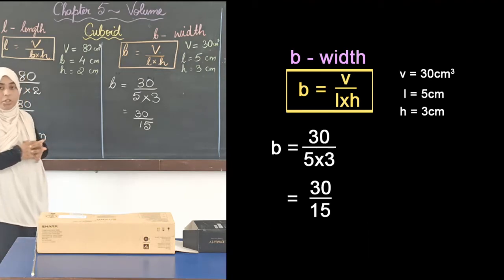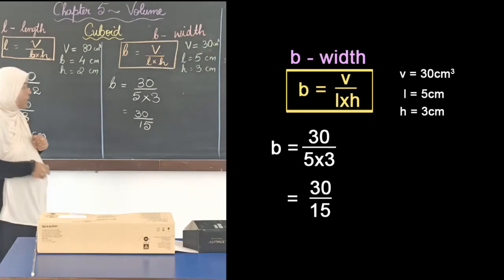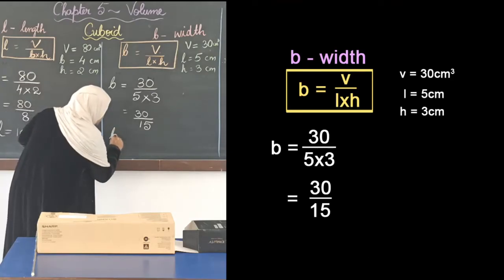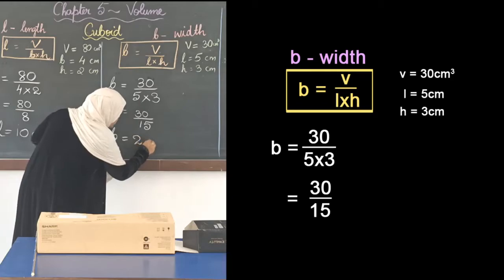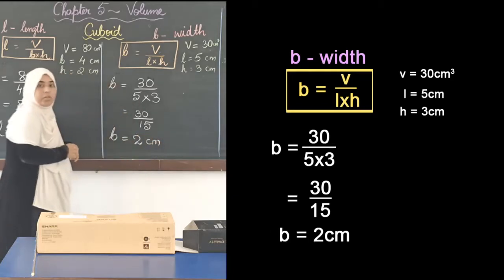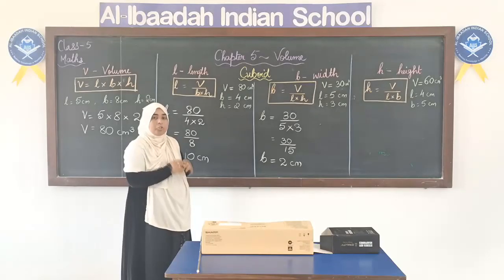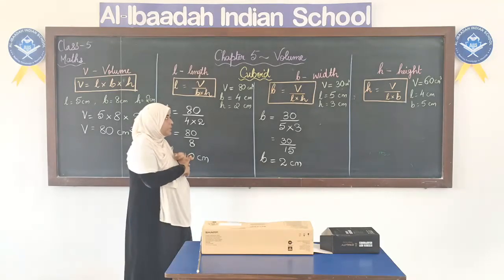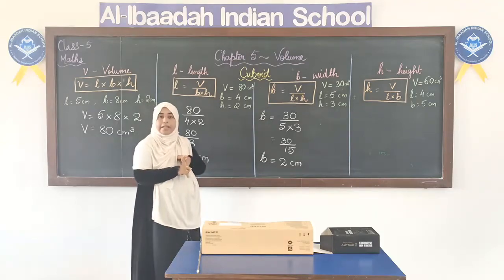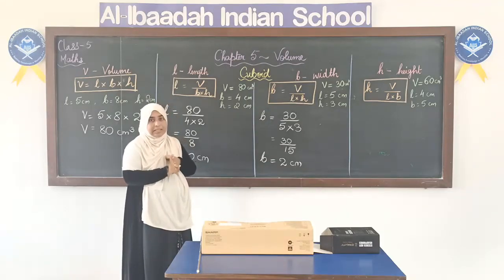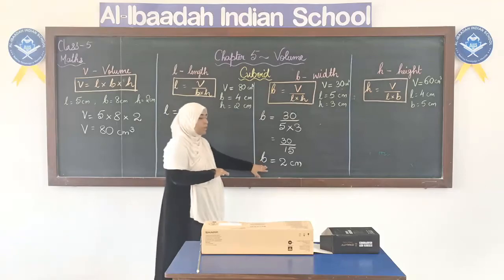You can do the division. 15 into 2 is 30. So width is equal to 2 centimeters. Okay, this is how we calculate width of the cuboid. We should know the volume, we should know the length and we should know the height.